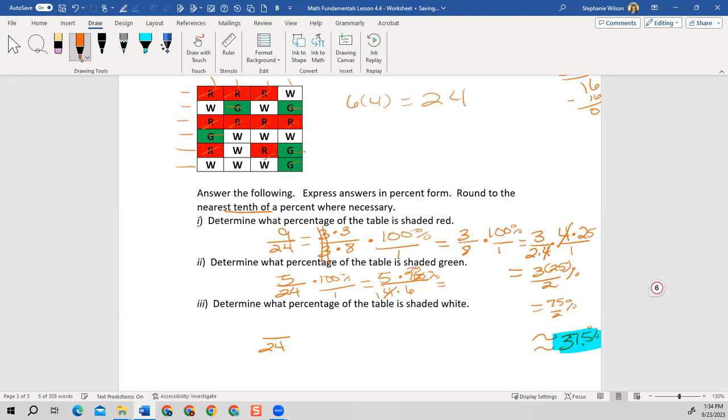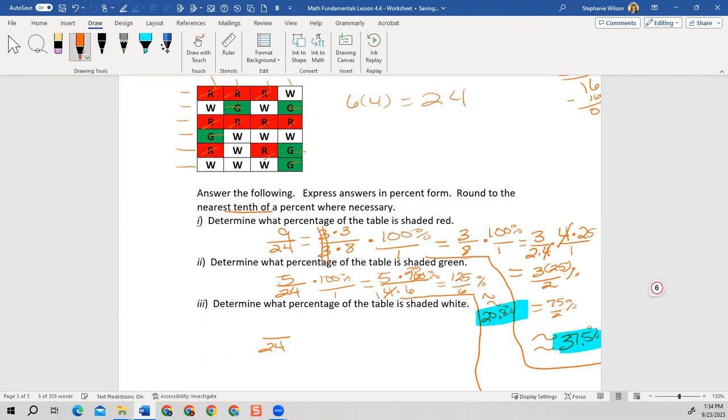So now I have what? 5 times 25 all over 6. Now let's get it in decimal form. All right, let's do this so I can have some room. So I'm going to say approximately, I get 20.8%. Be sure and round to the nearest tenths as it asks us.